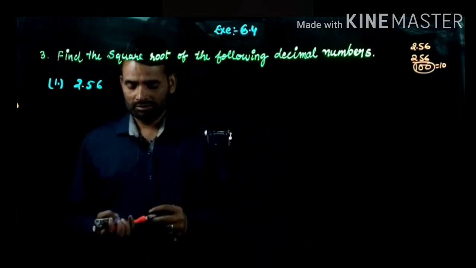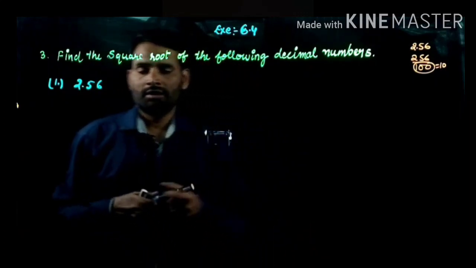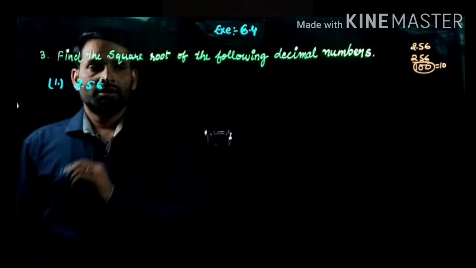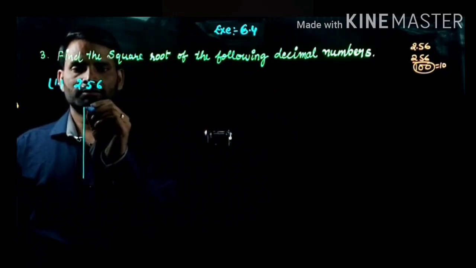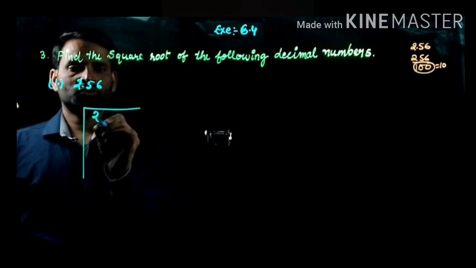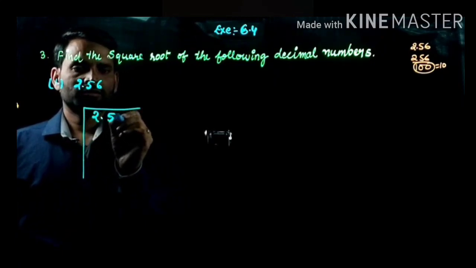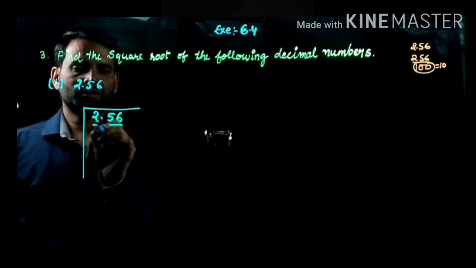Okay, so let's solve by the division method. The first will be the division method. You draw 256 and make a pair.